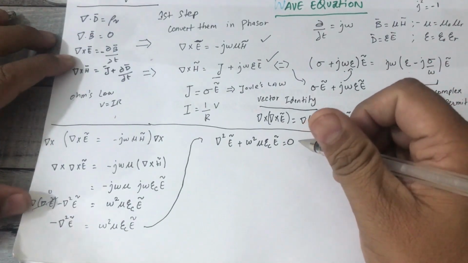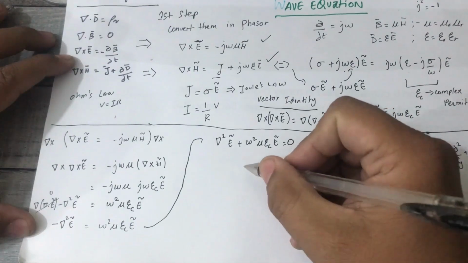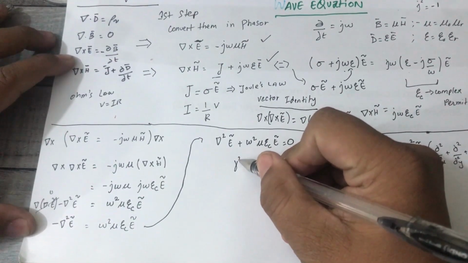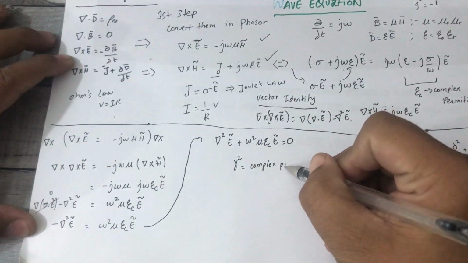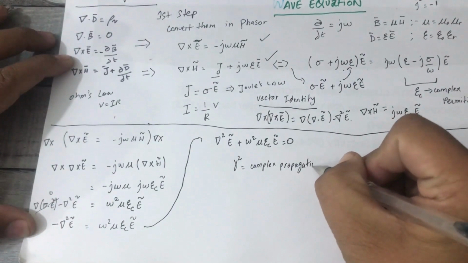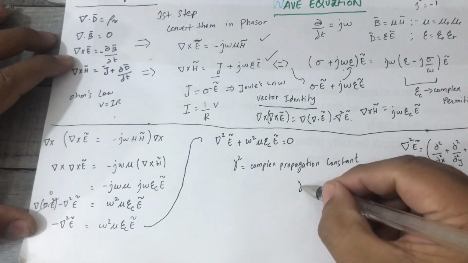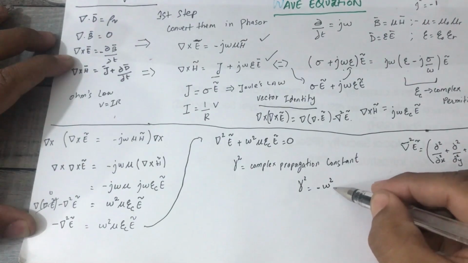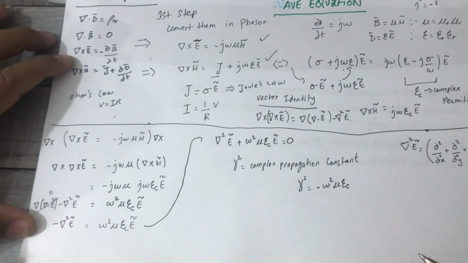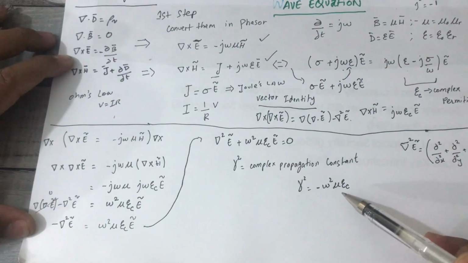I hope you guys are getting it. Now, there's one more replacement that I can do. Let's introduce something called gamma squared, which is known as the complex propagation constant. Gamma squared is equal to minus omega squared mu times epsilon c. This is the replacement I'm going to make.